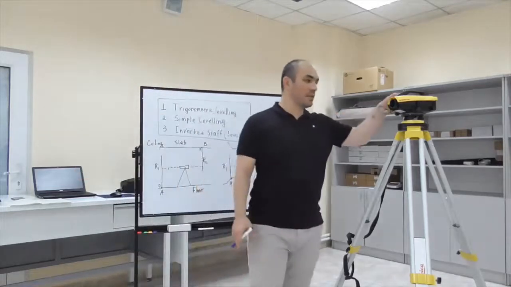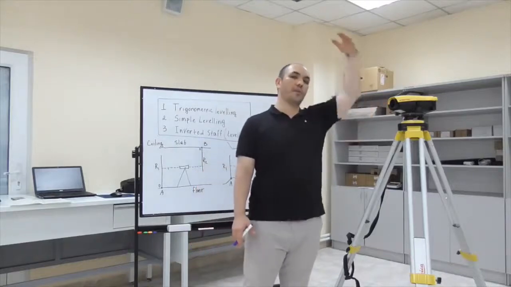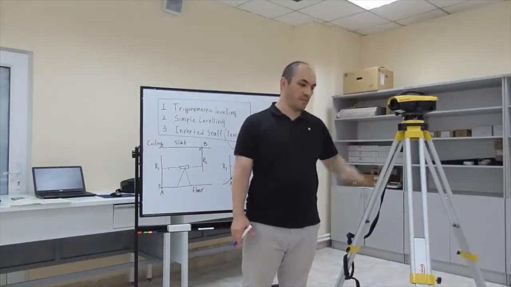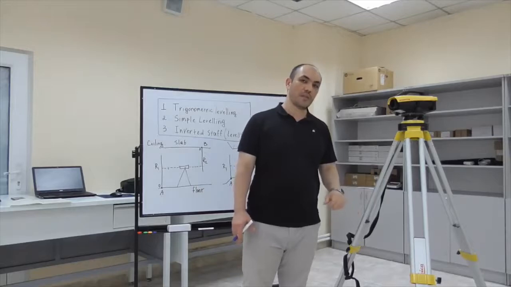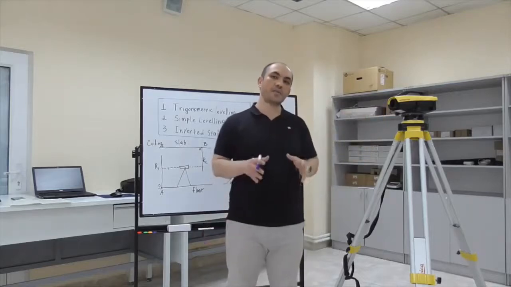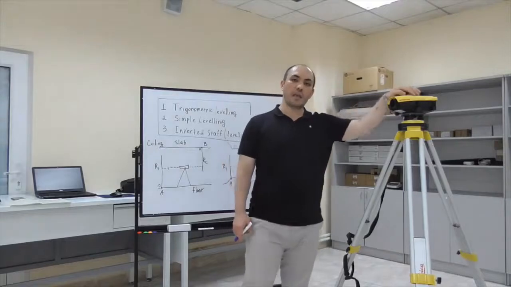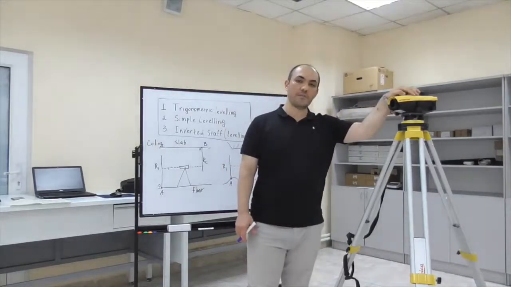This is our leveling instrument, and this is our line of sight, or we can call it the line of collimation. This is the above points, and this is the below points. If the point is below the line of sight, we can use the simple leveling technique. If the point is above the line of sight, we use inverted staff leveling.